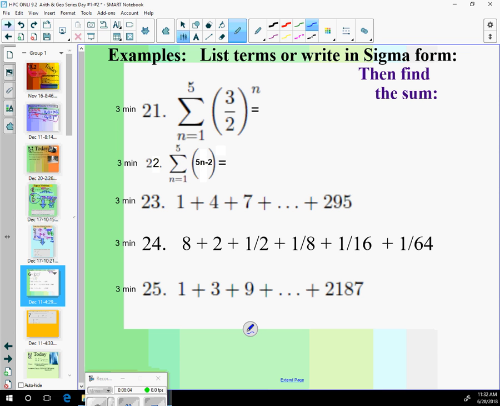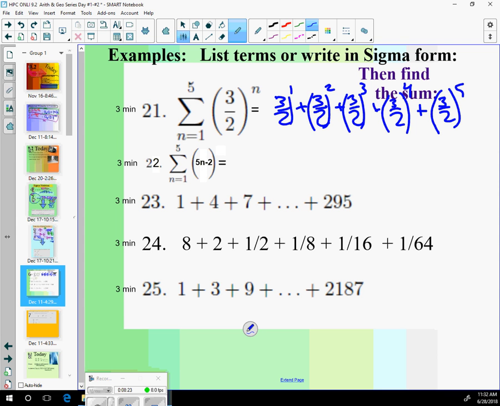So, for example, this one is going to be 3 halves to the 1. Then it'll be 3 halves to the 2. Then it'll be 3 halves to the 3, all the way to the 5th. And then you'd add them up. Well, this is obviously going to be geometric, right? So you're going to use a geometric sum formula, which we don't have yet. We're going to get it shortly.